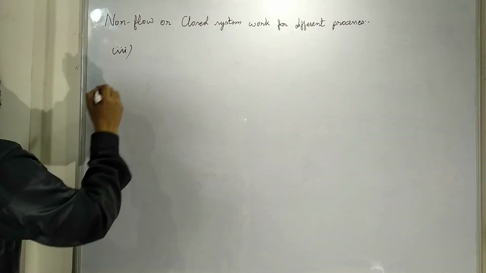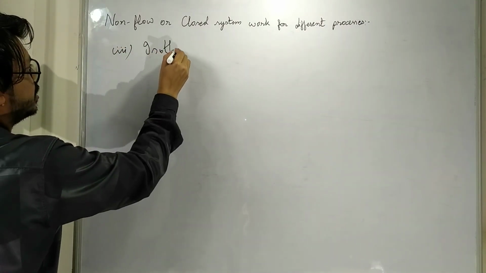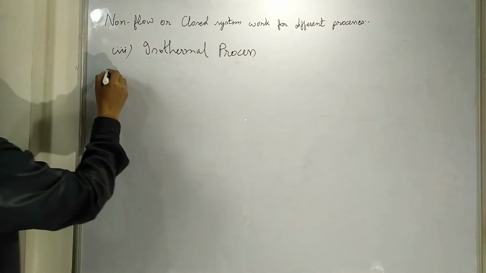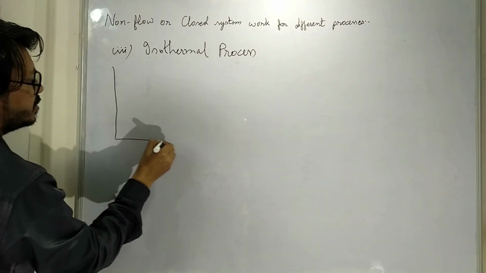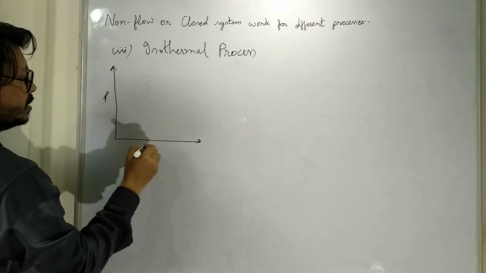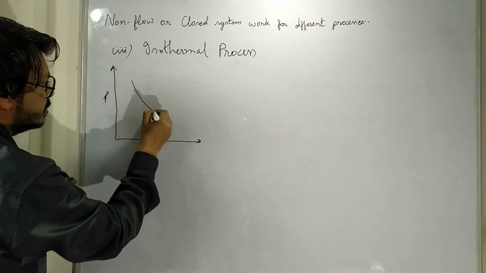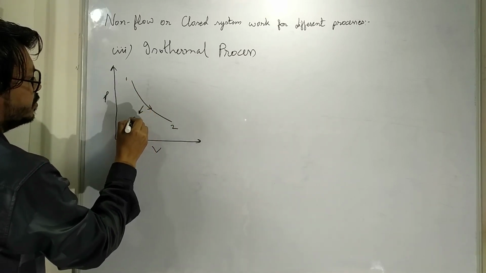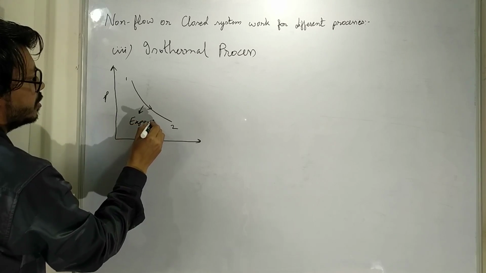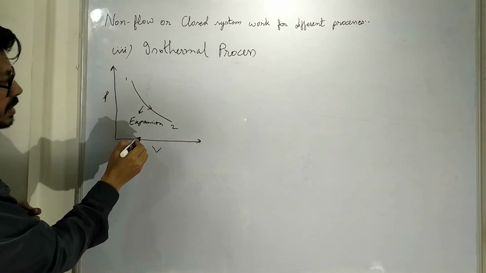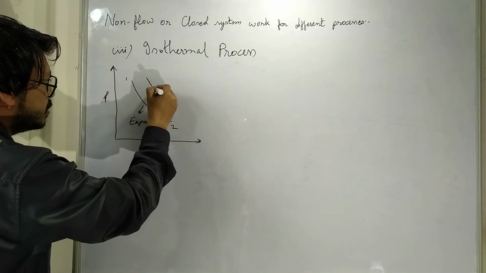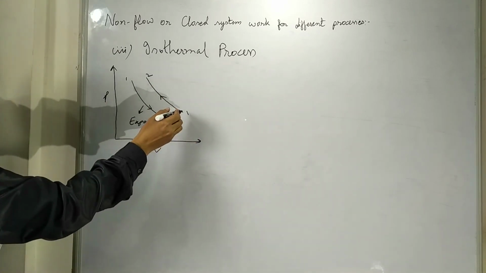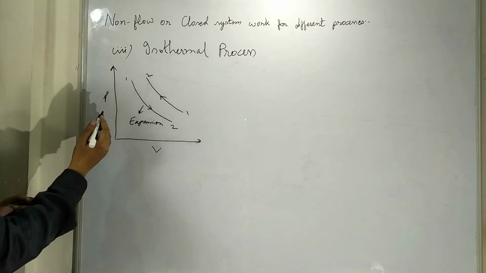Now the third one is the isothermal process. The PV diagram for an isothermal process is like this: this is P, this is V, and this is a process from state 1 to state 2. This is an expansion process, since volume is increasing. Or this is a process going from state 1 to state 2, but volume is decreasing here, so it is compression.